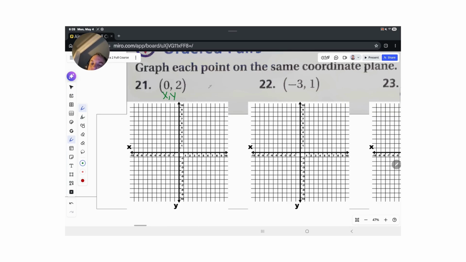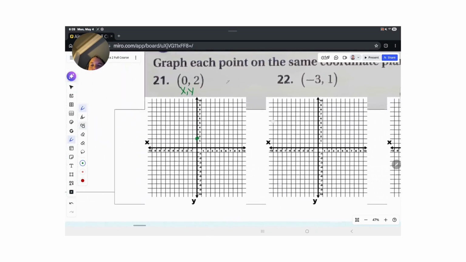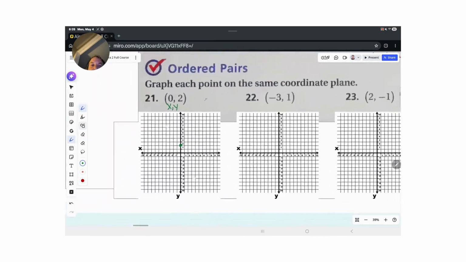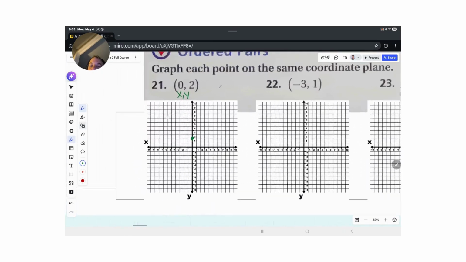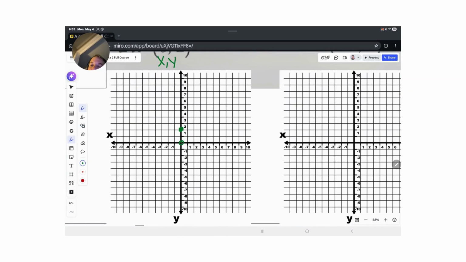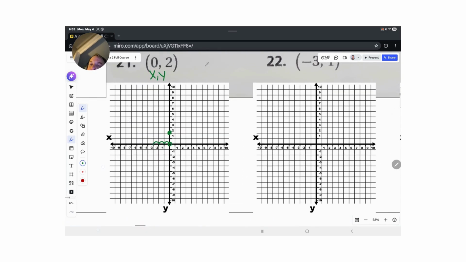All right, so 0, here we're at the origin, right? And then just go up to 2. Okay, what about -3, 1? If we want to, it says to use the same coordinate plane, sure. -3, 1, how would we do that? That's x, right? -3, start at our origin. 1, 2, 3 hops, and then up 1, okay?